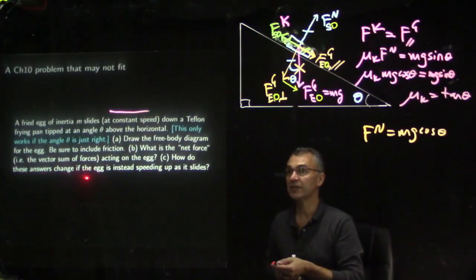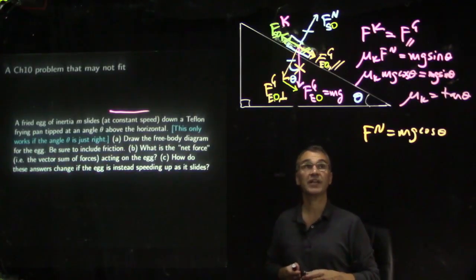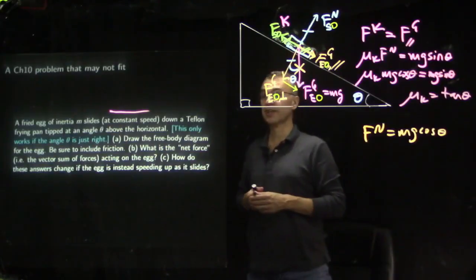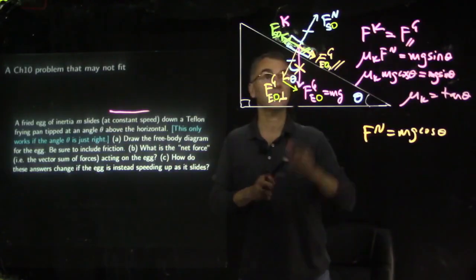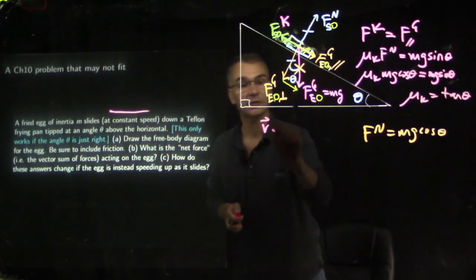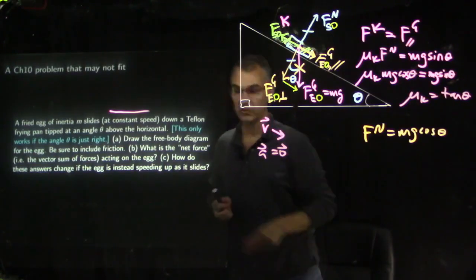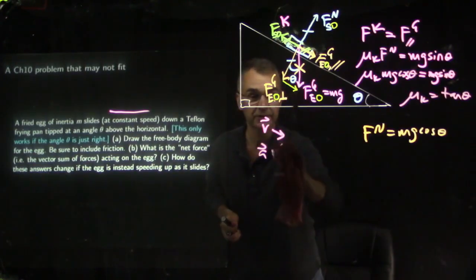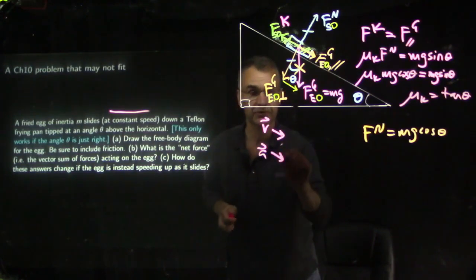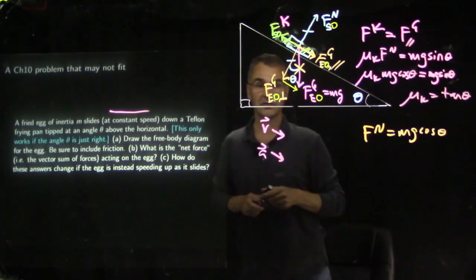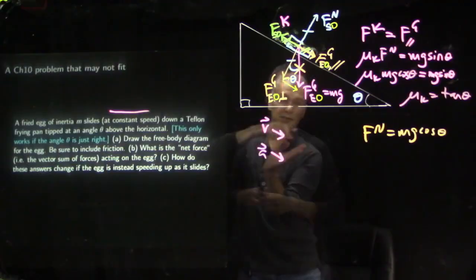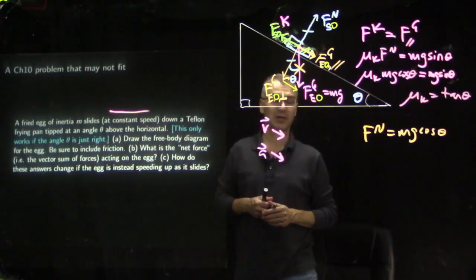How do these answers change if the egg is instead speeding up as it slides? Well, if the egg is speeding up as it slides and it's sliding down, so in this first case we had B pointing downhill, but we had A equals 0. But now if the egg is speeding up as it slides, it's still moving downhill, but it's accelerating downhill also. So it's speeding up, then the acceleration tends to point in the same direction as the velocity, or at least their dot product is positive, I'll put it in math terms.